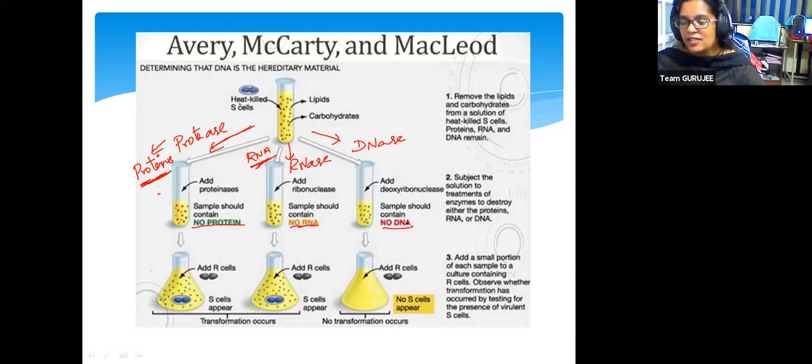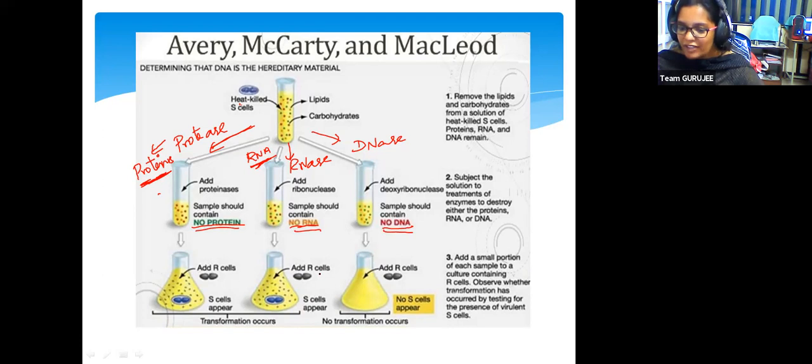In the first step, they took a long test tube and added some heat-killed strains. In the second step, they took 3 test tubes and evenly distributed the heat-killed strains. In the first test tube, they added protease. In the second, RNase. In the third test tube, DNase was the enzyme added. After adding, there is no protein here, no RNA here, no DNA here.